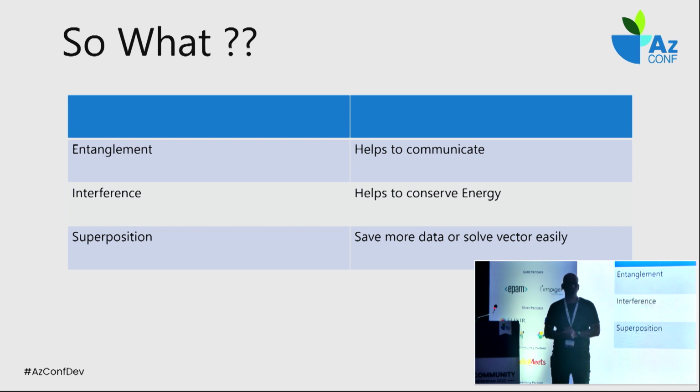Is that okay? So we got 3 things, right? What all we understood from this? Superposition, entanglement, and interference. Is that okay? So communication, conserving energy, and solving the vector problems, because you have ones and zeros at the same time. Okay? So you got a little bit of understanding about quantum computing before you came here.